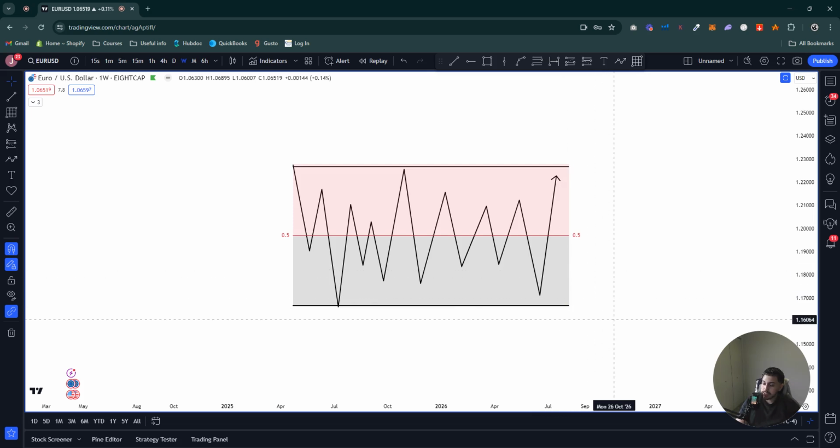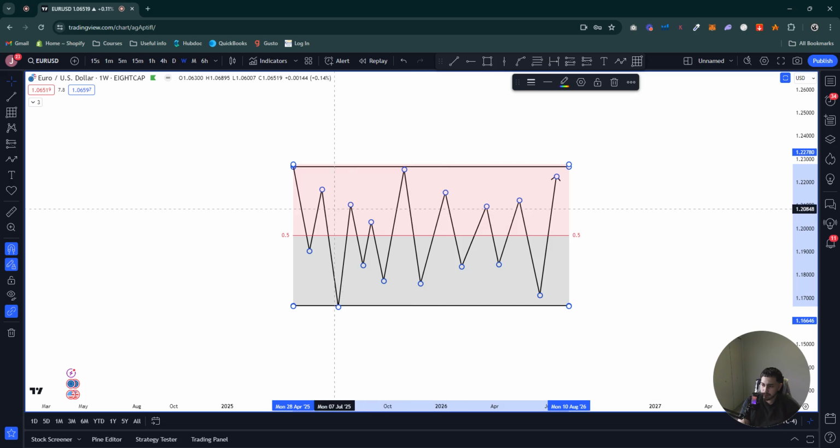That is pretty much what premium and discount is. You find your external ranges, you mark that out, you will see the premium side of the external range, and you'll see the discount. And you guys know what to do whenever the market's in a premium.